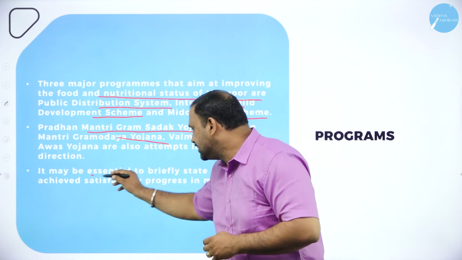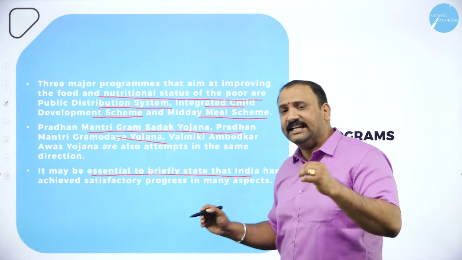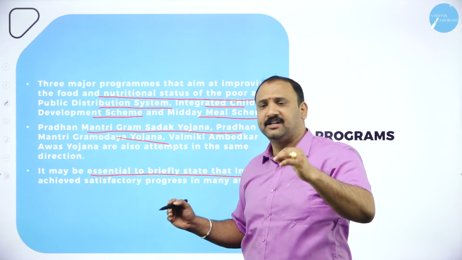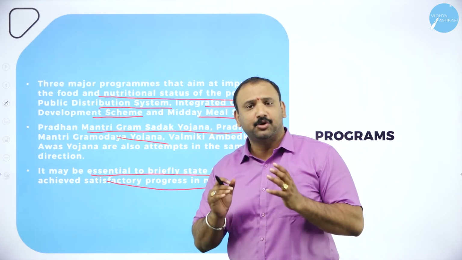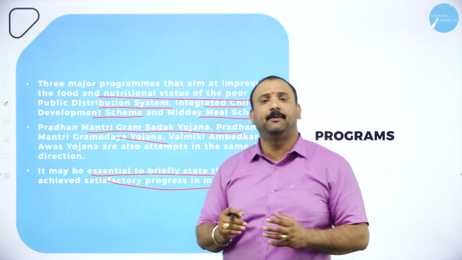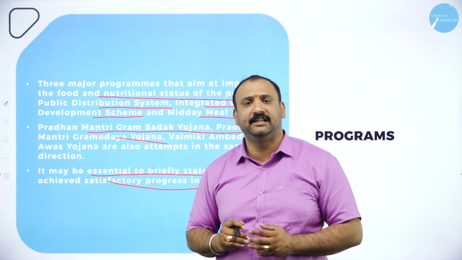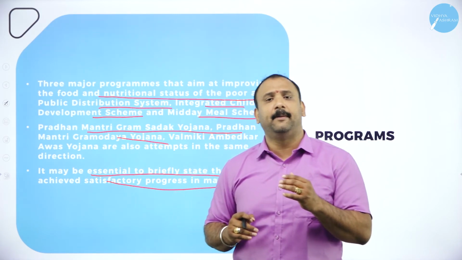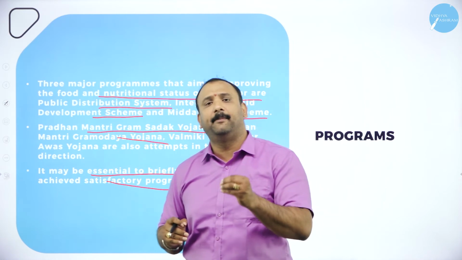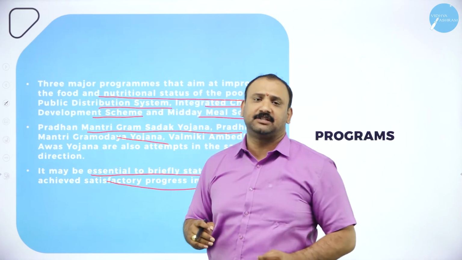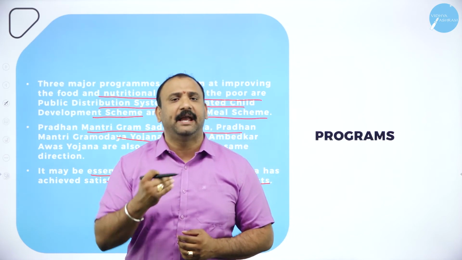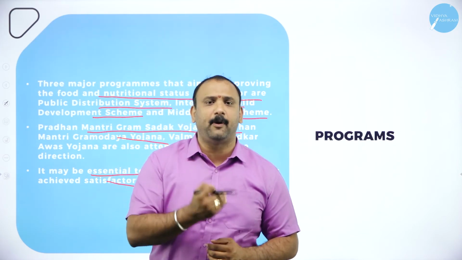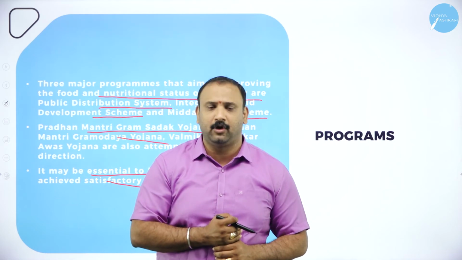Similarly, it might be essential to briefly state that India has always been achieving a satisfactory progress in many of these aspects. So we are a country which is not just coming up with policies and programs and saying that we have achieved status, but we are also a country which has been talking about the progress, which has been talking about the growth aspect as far as possible. So this is one of the best examples to see how we are being able to make a great progress from a policy, from a program standpoint altogether.